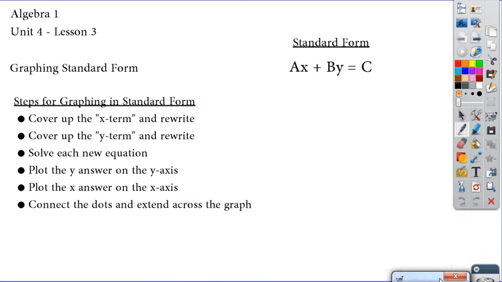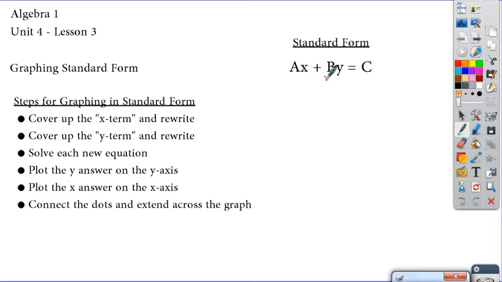Now we have the steps for graphing standard form. Standard form is ax plus by equals c. There's some particulars here about standard form. The a value has to be a positive integer, but we're going to get into that in Unit 5 when we talk about writing equations.